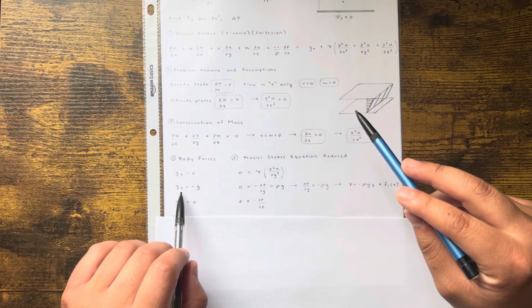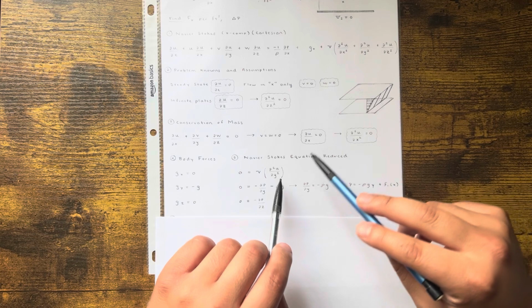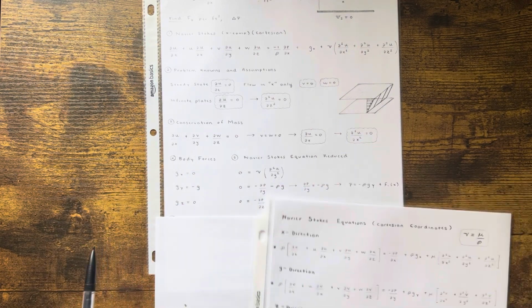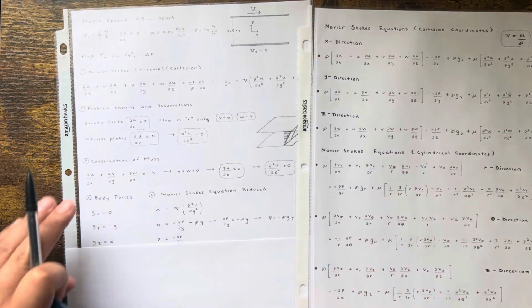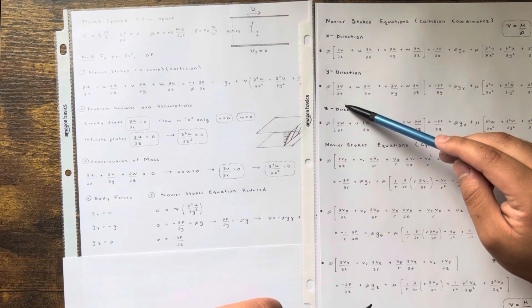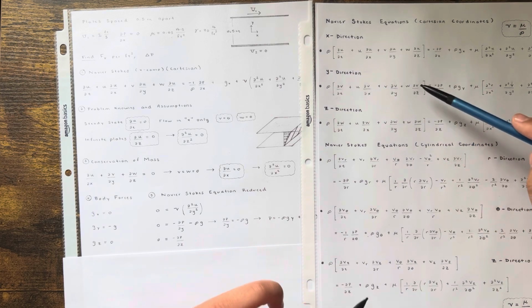It's just gravity in the y direction, the weight of the fluid itself. Now let's go to step 5. It's just the Navier-Stokes equations reduced. So in this case, these were the equations, remember? Let me move it like this. The equations were x, y, z for Navier-Stokes in Cartesian coordinates. So let me go ahead and run through this one real quick.